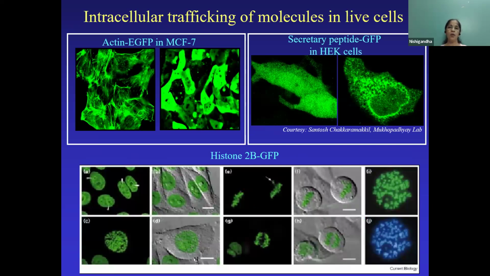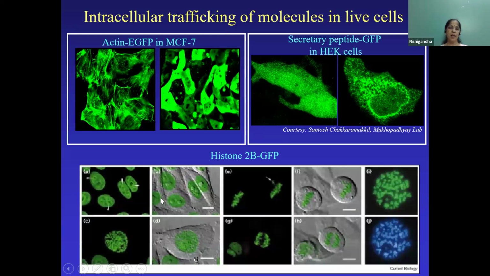Intracellular trafficking of molecules also can be seen in live cells. These are live cell examples. These are cells with actin EGFP, and these are with plain EGFP. You can see there is no structure in this cell, while here you can find filaments of actin. Now, this is a secretory peptide which was tagged with GFP in HEK cells. Initially, the peptide was seen all over the cell, but the minute we stimulate cells, the peptides start going towards the nucleus and get concentrated around the nucleus.